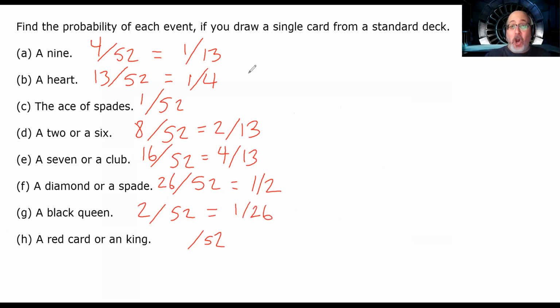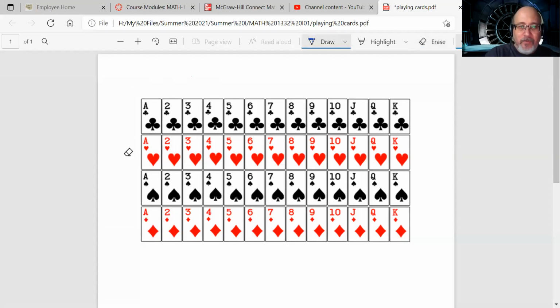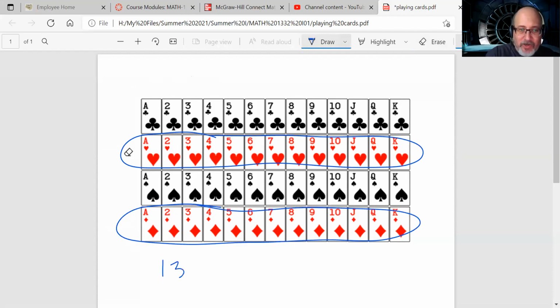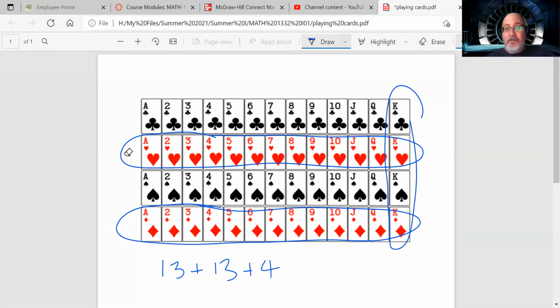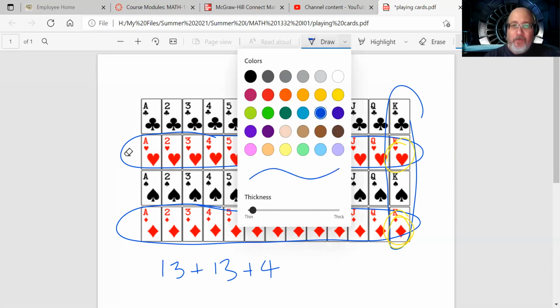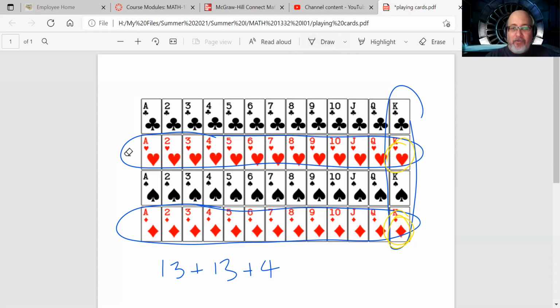And then lastly, a red card or a king. All right, maybe we should use the diagram. Here's the red cards. There's 13 here and 13 here. Let's go ahead and write 13 plus 13. That's 26. Oh yeah, half the deck is red. 13 or a king, so it can be these also. Now what's the problem with adding 4? Who got counted twice? 2 guys. The king of diamonds and the king of hearts got counted twice. So if you're going to do 13 plus 4, get ready to do minus 2 because 2 cards got counted twice. That would be 28 total.